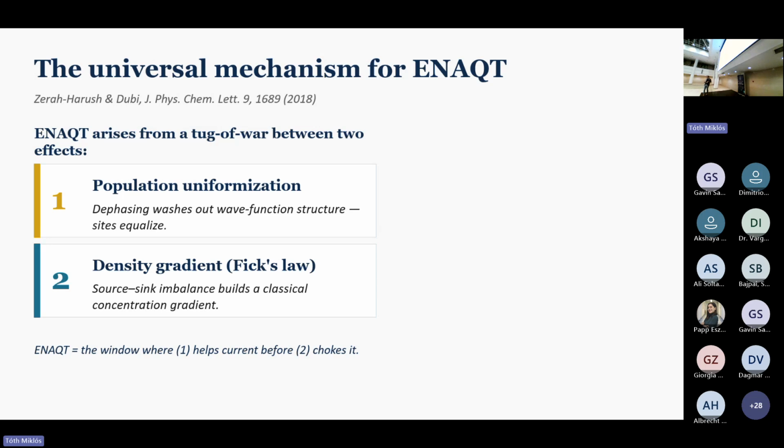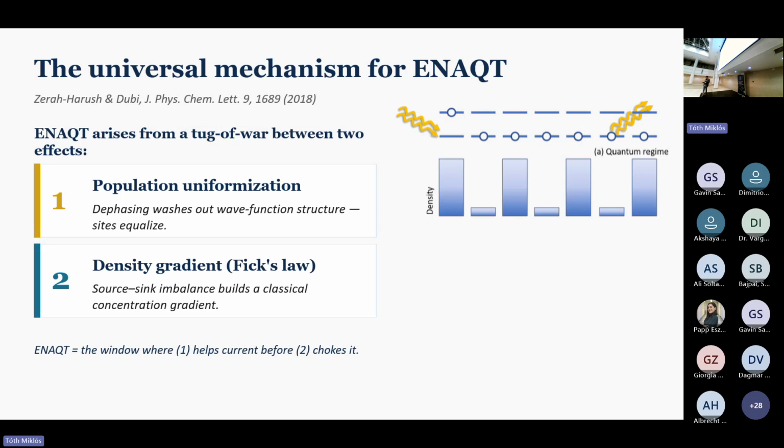And when we started looking at it, we realized that you can map the environment-assisted quantum transport into a competition, a tug of war between two effects. One effect we call population uniformization. So the idea is that when you start with a fully coherent system, and it has a source and a sink, there are pathways of excitations through the system, and as a result, the population of excitons inside your network of exciton sites will reflect the wave function nature of the system. And hence it will not be uniform at all, because the wave functions are not uniform unless you have a very straight and neat system. Wave functions have some structure, and this will be reflected in the exciton population.